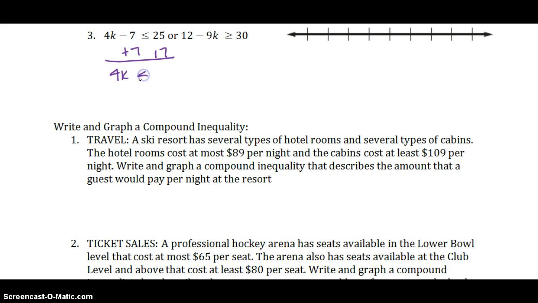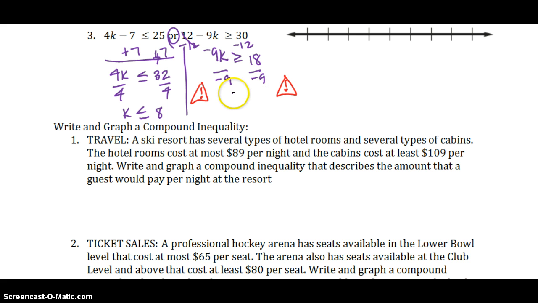4k is less than or equal to, I'm adding 7 here, so that's going to give me 32. Divide both sides by 4, and k is less than or equal to 8. Then on the other side, it's an OR statement, don't forget. I have -9k, and I'm going to subtract 12 from both sides, and that gives us 18. Divide by -9. Did you hear the sirens go off? I said divide by -9, so be careful. You need to flip your inequality and get a -2.